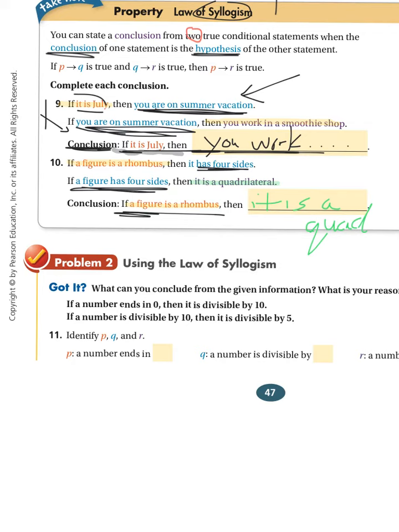Now, we'll just talk through the got it one. We don't have to worry about number 11. If a number ends in 0, then it is divisible by 10. If a number is divisible by 10, then it is divisible by 5. You can almost hear it when you read it out loud. So if I were going to make a conclusion, I would say if a number ends in 0, then it is divisible by 5. That's the law of syllogism.